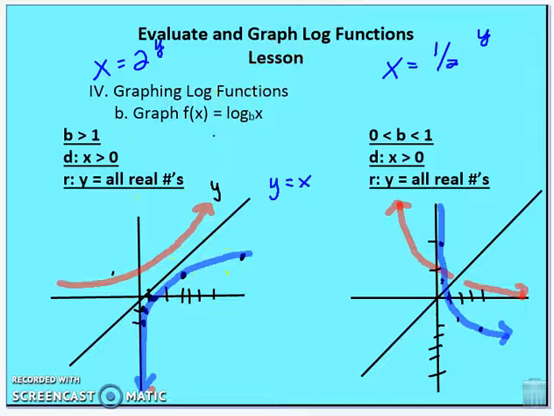All right, so just evaluating your growth and decay functions in log form versus exponential form, and then finding the inverse log functions as they relate to the growth and decay functions for both values that are greater than 1 and between 0 and 1.